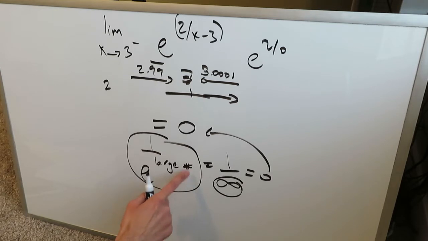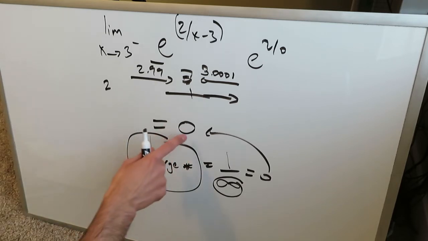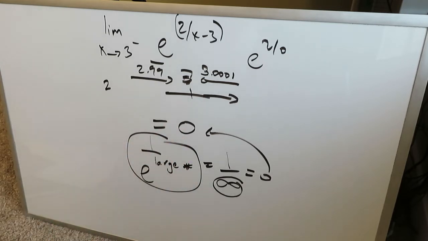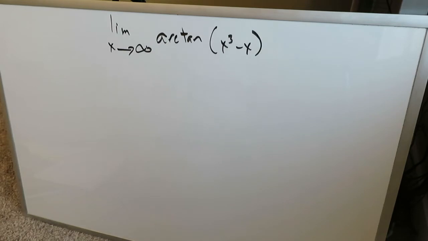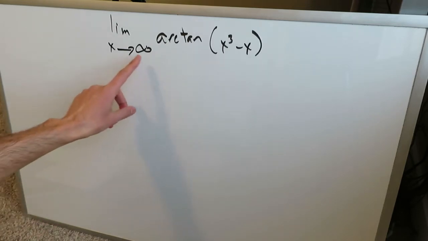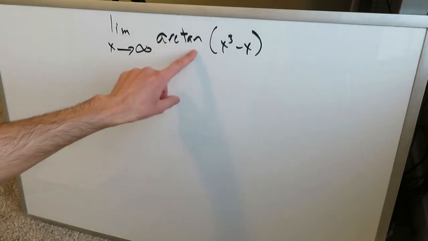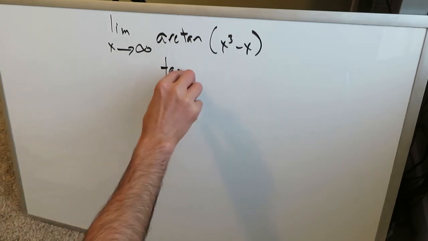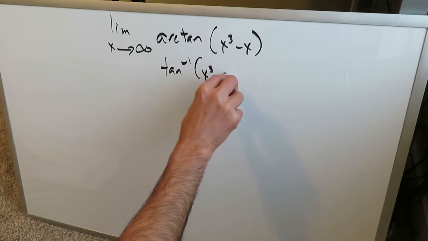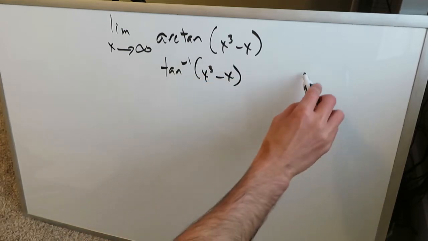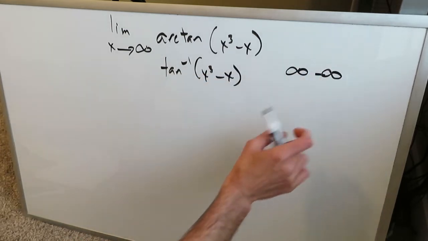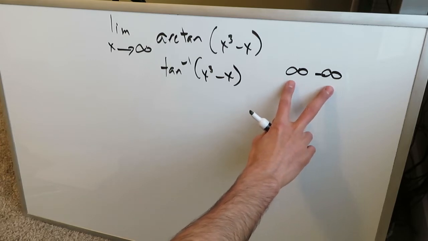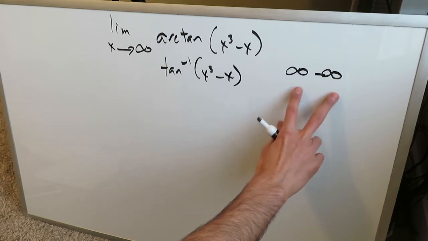1 divided by a very large number zeroes out, and that right there is your answer to your limit. This question over here will prove to be interesting. Limit as x approaches infinity of arc tangent of x cubed minus x, which you can view as inverse tan of x cubed minus x. Do not confuse this with one of these indeterminate difference forms, because that again arises as a result of a tug of war between two functions.